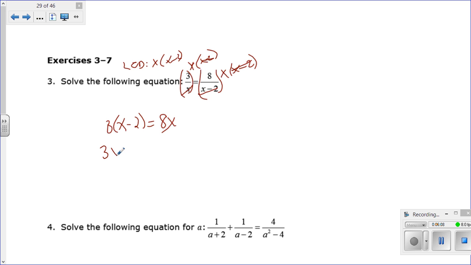So I have 3x minus 6 equals 8x. So negative 6 equals, and I subtract 3x, 5x. Divided by 5. So negative 6/5 is equal to x. Yuck. That looks pretty ugly to check. But if you notice in the directions, it doesn't say to check. So we're okay.